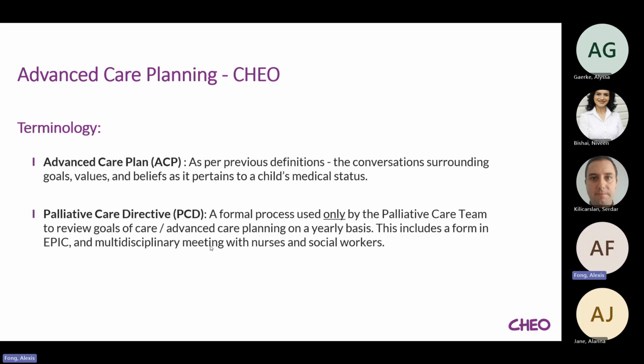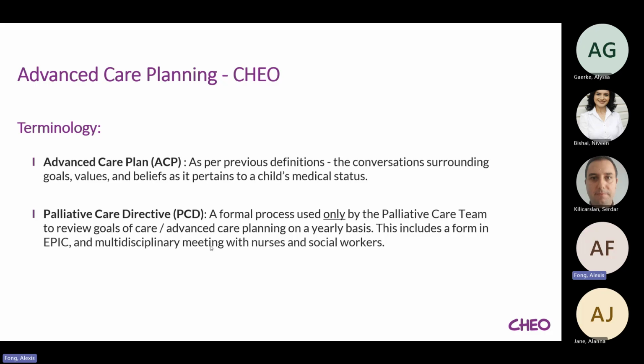So there's the ACP and the PCD. ACP, the Advanced Care Plan, as per previous definitions, is the conversation surrounding goals, values, and beliefs as it pertains to a child's medical status. The PCD is the Palliative Care Directive, and it's a formal process used only by the palliative care team to review goals of care and advanced care planning on a yearly basis.